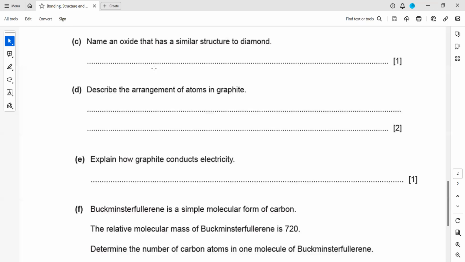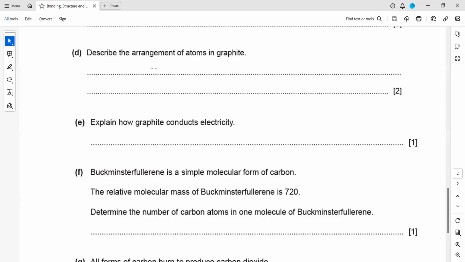Describe the arrangement of atoms in graphite. You have to check that each carbon is forming 3 covalent bonds. And what is the structure? It is a hexagonal structure, a layer of hexagonal rings of carbon. The mark distribution is 1 mark for the layers and 1 mark for the hexagonal structure. So atoms are arranged in hexagonal rings.